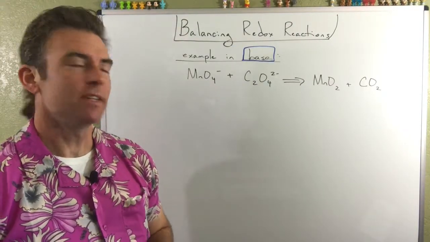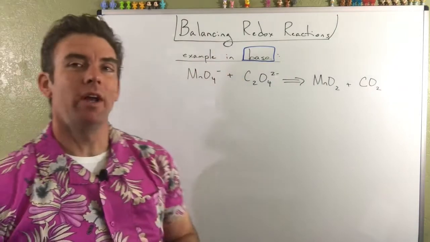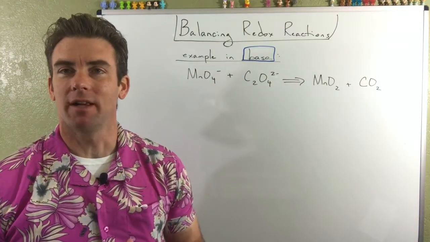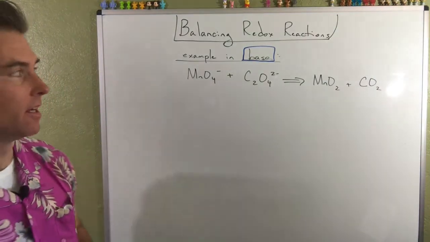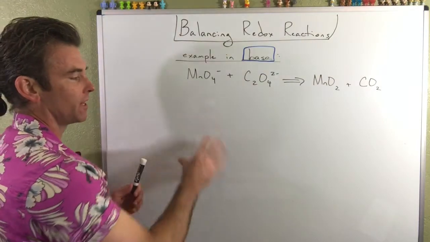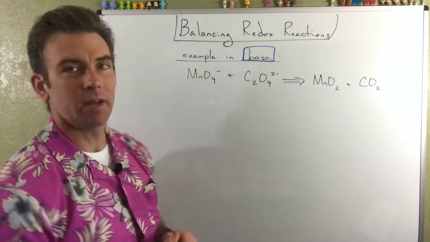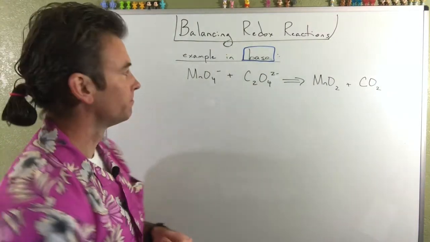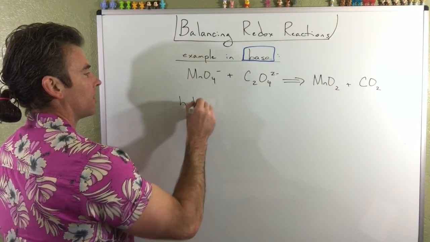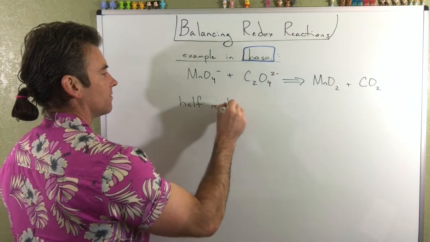This example obviously is going to now be in base, so there's one additional step. This will also provide a little bit more practice with actually following the steps we just talked about in the acidic version. I'll just draw everything out, and you can pause the video any place that it gets confusing. So obviously, first thing is we've got to split this apart into our 2 half reactions.